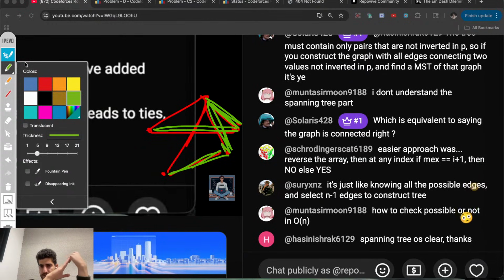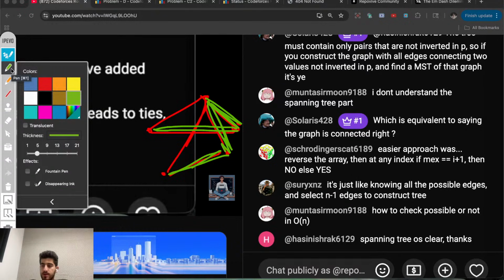Easier approach was reverse. I will talk. Yeah, we will reach here. Exactly. Knowing all possible edges and select n-1 to construct trees. Awesome.